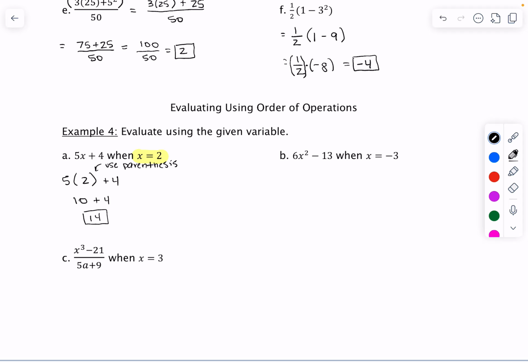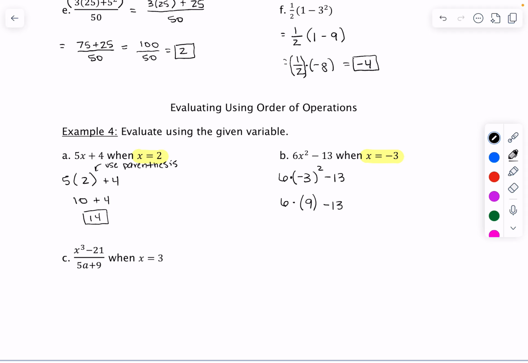Okay. Letter B says, what's 6x squared minus 13 when x equals negative 3? So we're going to keep everything else but that x squared. We're going to keep the 6, replace the x with a parentheses, and plug in negative 3. Keep the squared, keep the minus 13. Okay. So with GEMDAS, we don't have any groups. We do have that exponent. So remembering that this is like a little invisible multiplication symbol, keep that 6, keep the multiplication symbol. What does negative 3 squared become? Positive 9. Then bring down that minus 13.